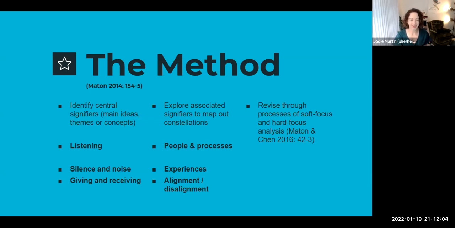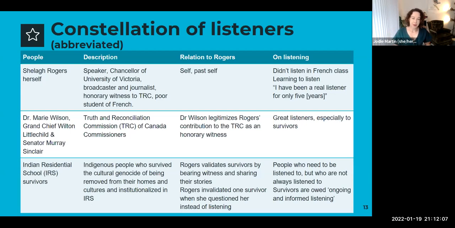this method generated. So this is an abbreviated list of the constellations of listeners that Rogers presents in her speech. And I've chosen 3 of the key people present that she describes. First, she talks about herself. Then we have the commissioners of the Truth and Reconciliation Commission and the Indian residential school survivors. And each of these groups of people and the other people mentioned in the talk are positioned in relation to Rogers, how she knows them, how she interacted with them, what she says about them, what they say about her.